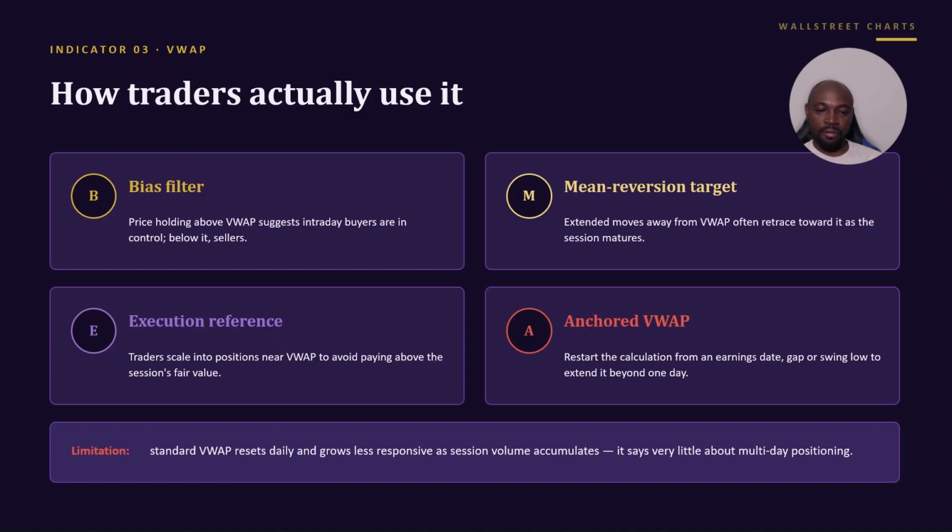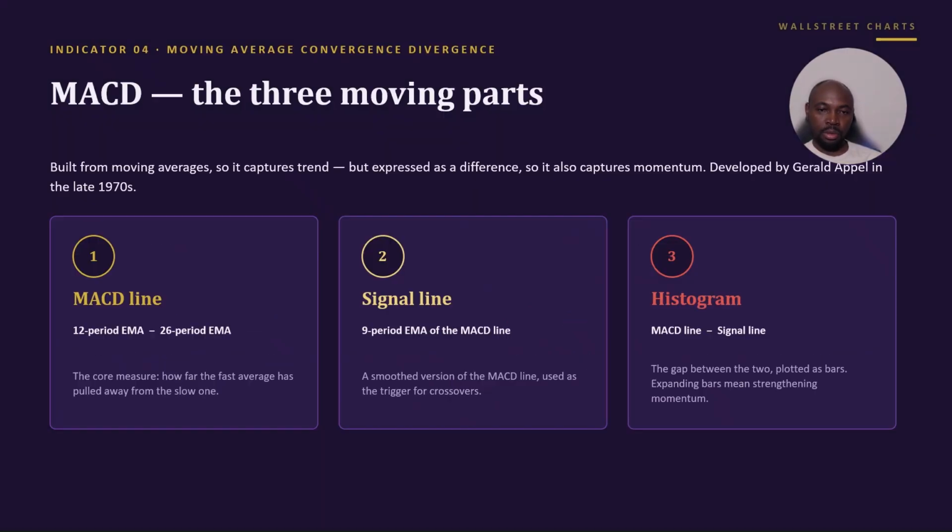Then there's an anchored VWAP. You start the calculation from the earnings date, the gap, or a swing low, to extend it beyond one day. Standard VWAP resets every day and grows less responsive as session volume accumulates. So this is not something you want to use for a LEAP buy or a long-term trade. Just use this for a typical market day.